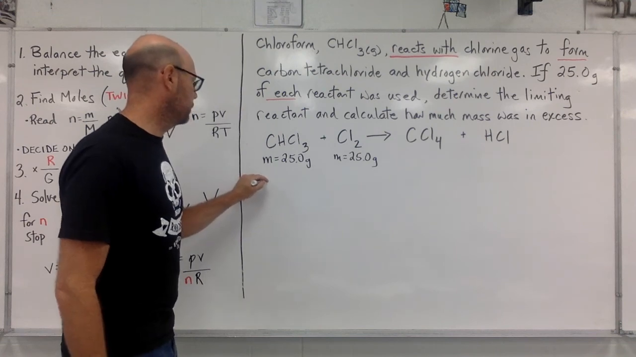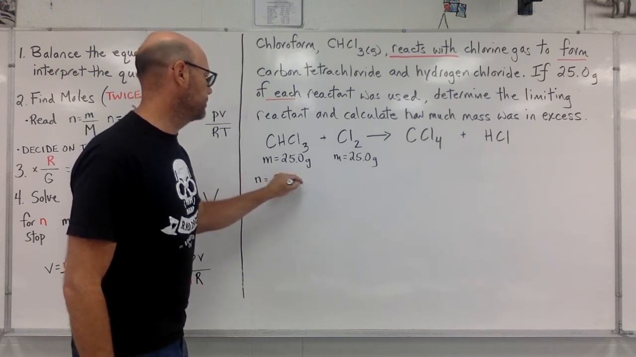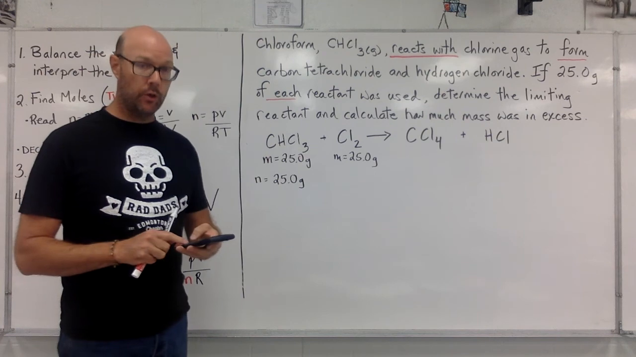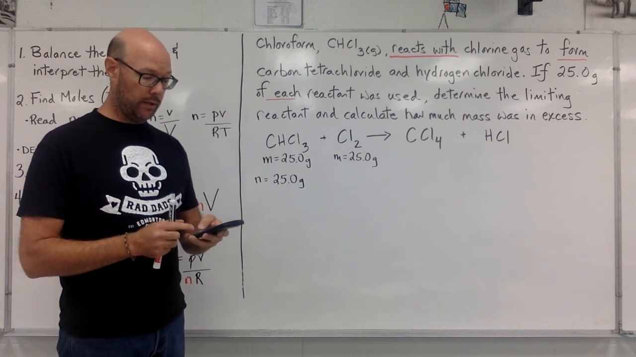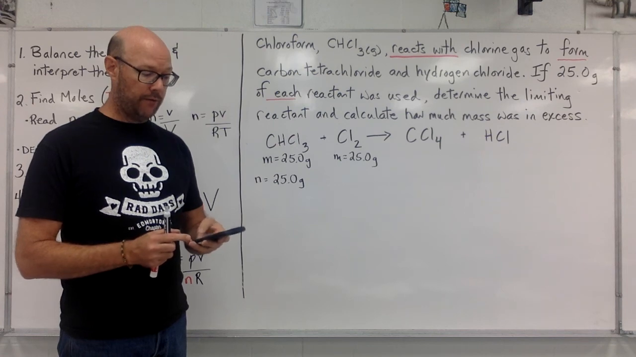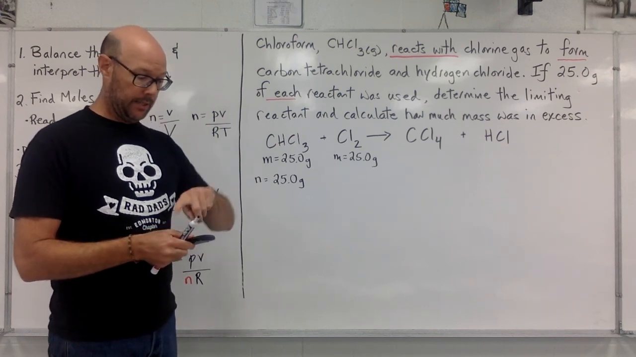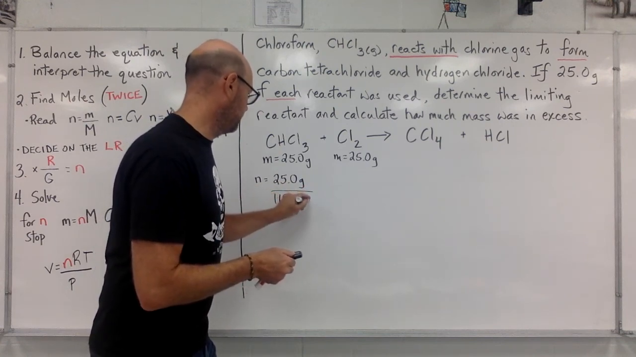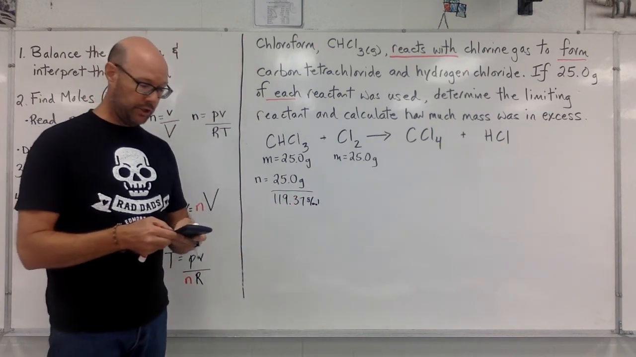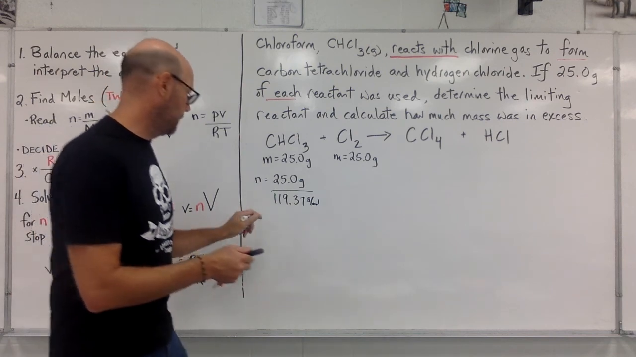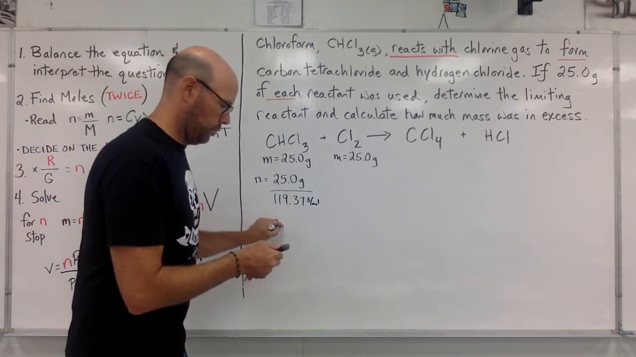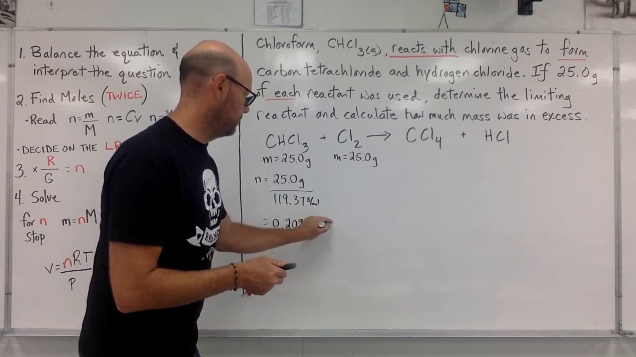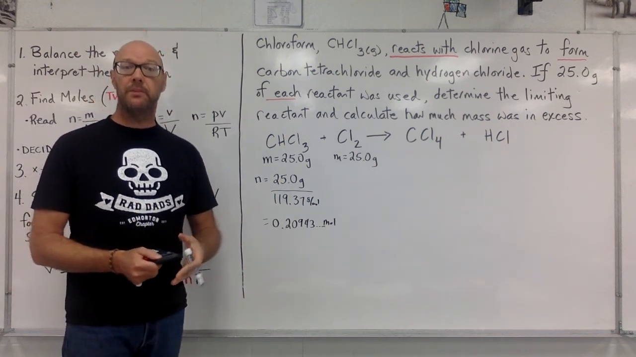Here, the moles of the chloroform is 25 grams over the molar mass of the chloroform, which is a carbon, 12.01, a hydrogen, 1.01, and 3 chlorines at 35.45 each. It's 119.37. So we can do the calculation here. It's 0.20943, etc. moles.